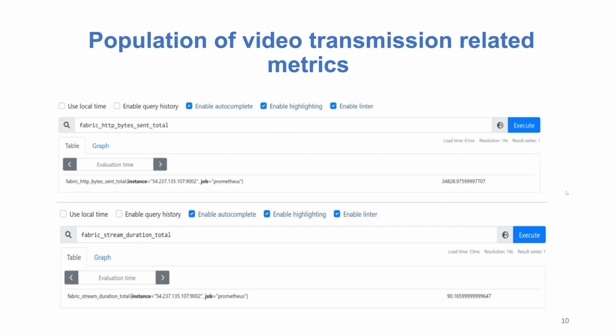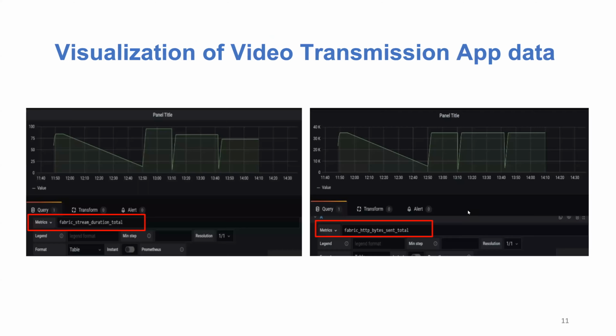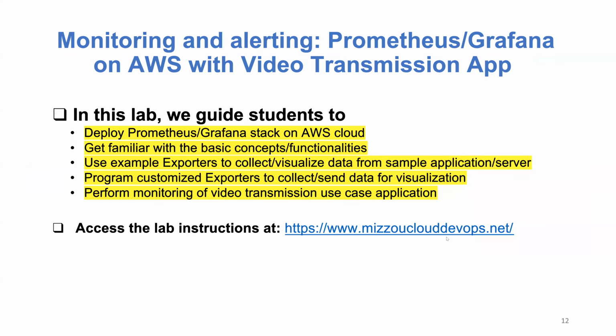So as we move on to the use case application, you will be able to see some of these snapshots that you are seeing here in your Prometheus dashboard, where you can query the Fabric HTTP bytes sent in total and Fabric stream duration sent in total. And using that information, we will be posting the data in Grafana, where you can visualize it, such as in this context, we have this line graph.